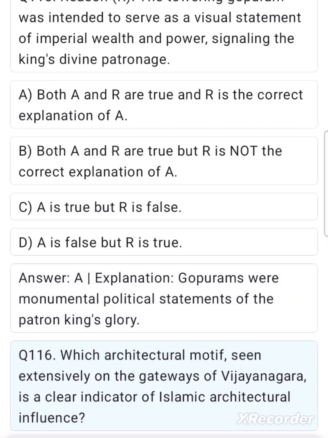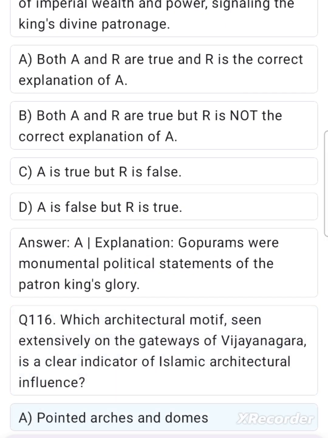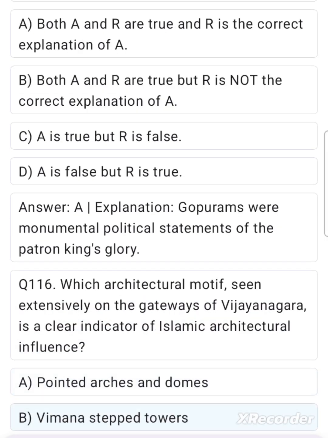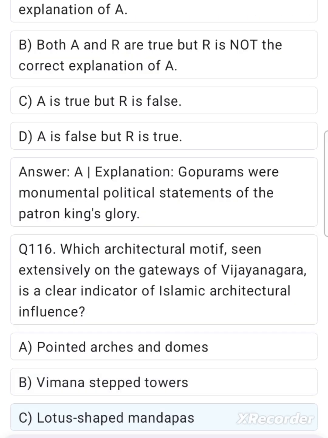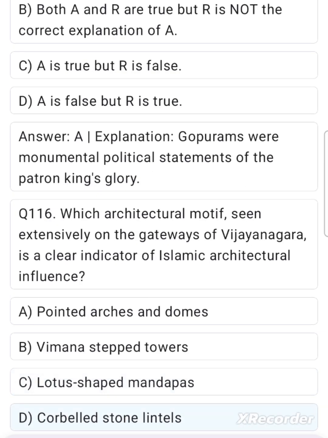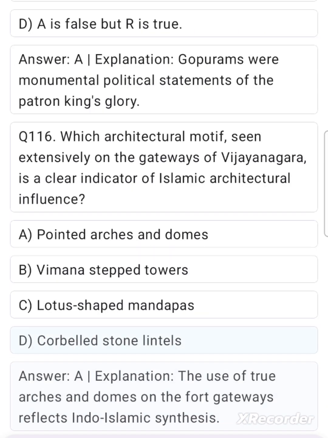Q116. Which architectural motif, seen extensively on the gateways of Vijayanagara, is a clear indicator of Islamic architectural influence? A. Pointed arches and domes. B. Vamana step towers. C. Lotus-shaped mandapas. D. Corbelled stone lintels. Answer. A. Explanation. The use of true arches and domes on the fort gateways reflects Indo-Islamic synthesis.